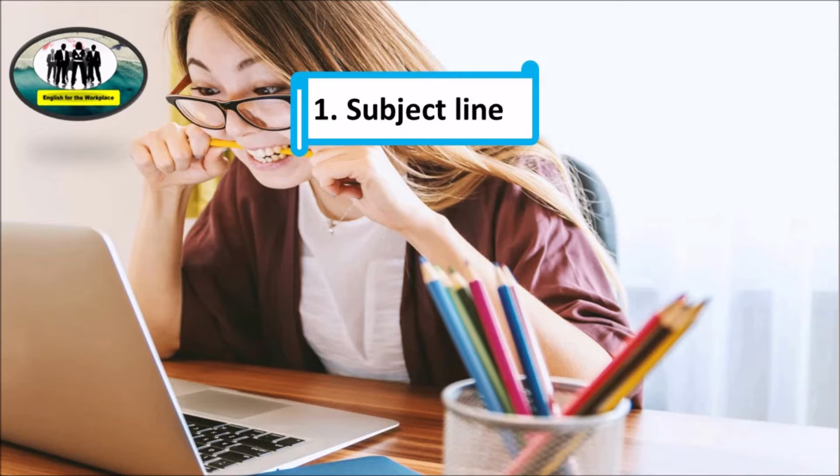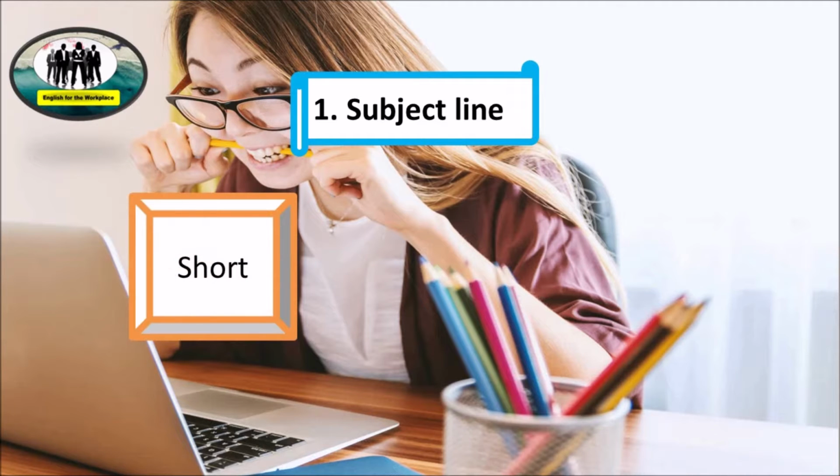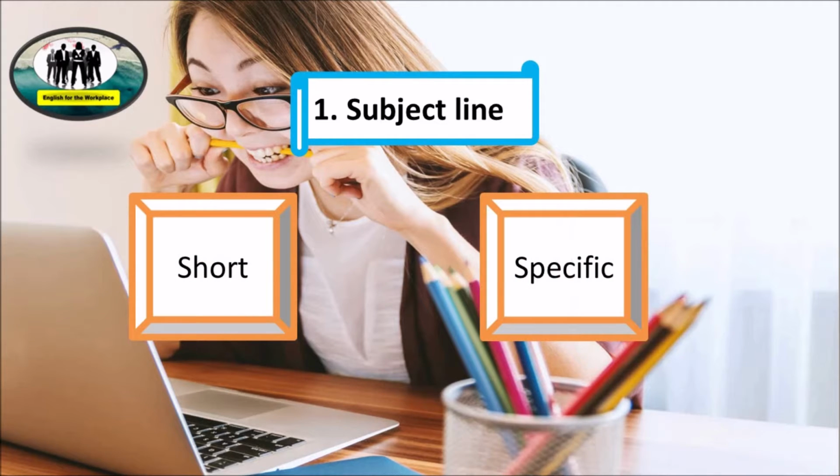Number 1, the subject line. Your subject line must be short and specific. It should show what exactly your email is talking about. Okay, you shouldn't write a full sentence or a complete long sentence. No, it should be short, concise, and specific, relevant to what you are going to talk about, so that when someone sees your subject line, he understands what you are going to talk about.